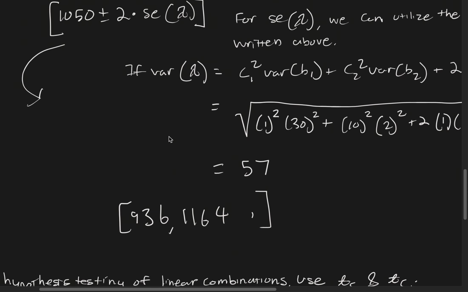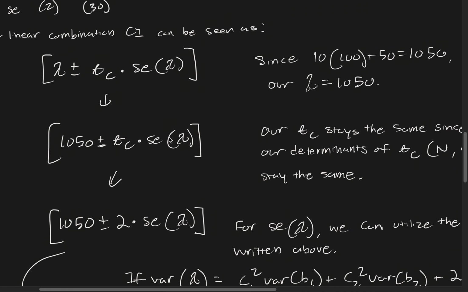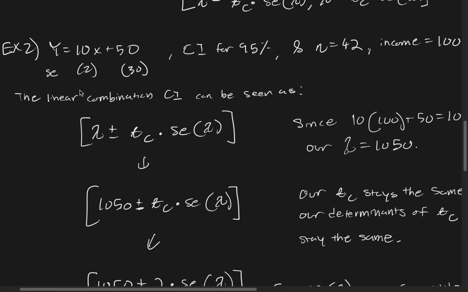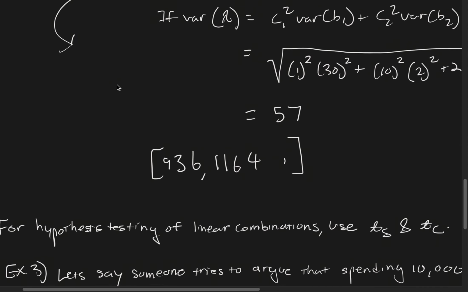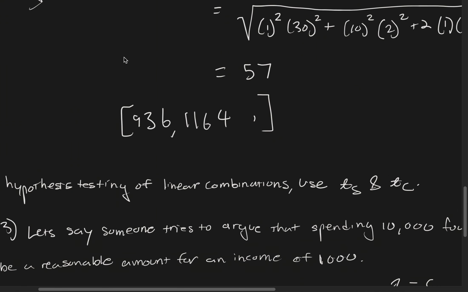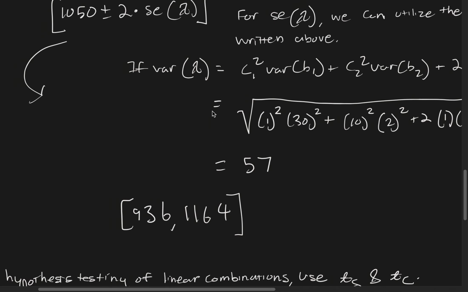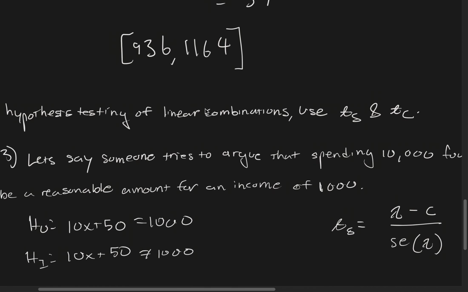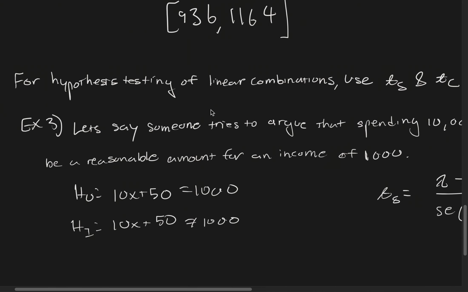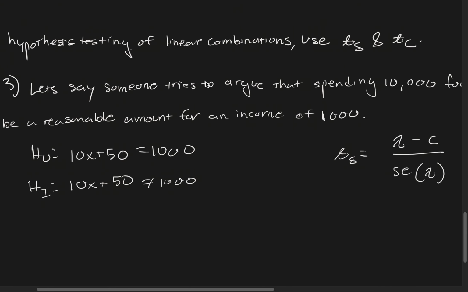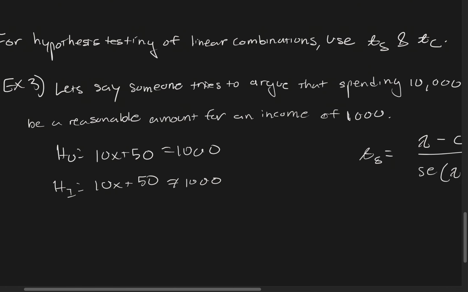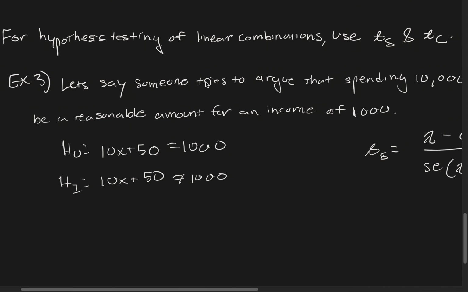So this is our 95% confidence interval for our whole regression function. So if we have an income of 100, then generally speaking, we are 95% sure that we will have a food expenditure of 936 to 1,164. Okay, and then lastly, we can also use the test statistic and the critical value for hypothesis testing of the linear combinations.